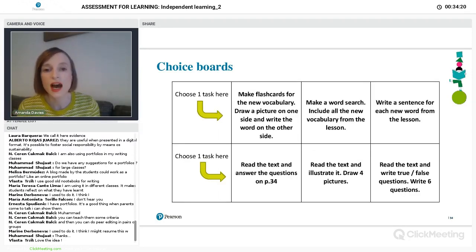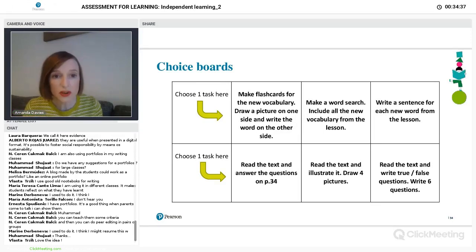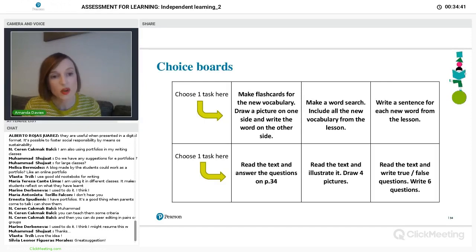Another option is to give them a selection of tasks, and they need to choose a specific number. So for this lesson, I wanted students to practice vocabulary. So there were 3 options for practicing the vocabulary. They choose one, and reading, 3 options for the reading. So we're appealing to different learner preferences. We can differentiate a little bit, so we can have slightly more challenging tasks and slightly less challenging tasks.